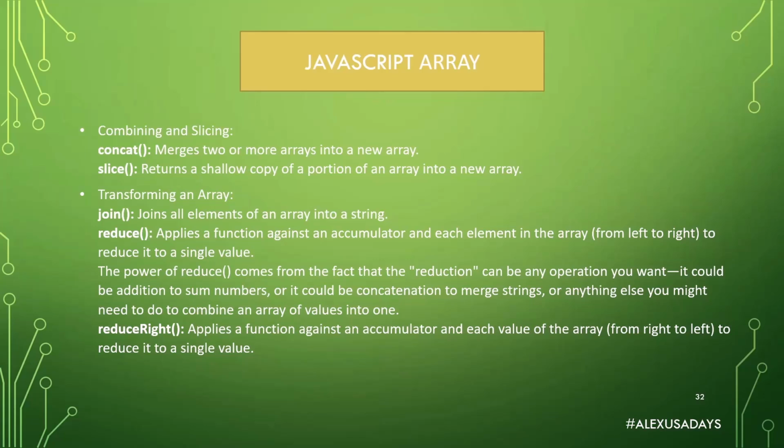The power of reduce comes from the fact that the reduction can be any operation you want. It could be addition of some numbers, or it could be concatenation to merge strings, or anything else you might need to do to combine an array of values into one value. So if you have an array of numbers, you can summarize all of those numbers within the array using reduce. And then there's reduceRight, which applies a function against an accumulator and each value of the array from right to left to reduce it to a single value.